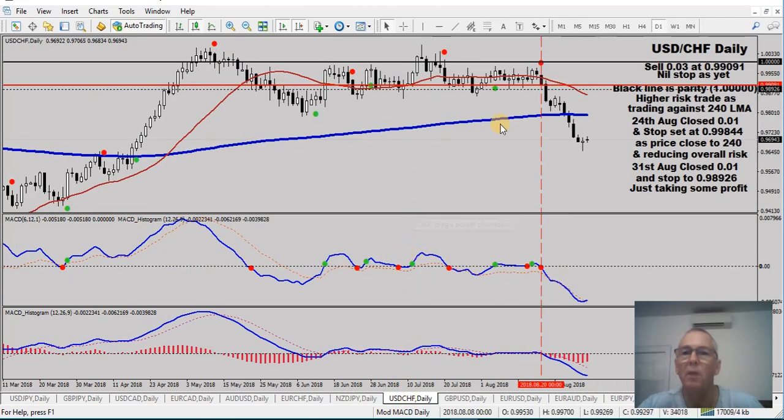USD Swiss franc in a sell back here. Already closed out two thirds, by the looks. Yep, price has gone down, starting to slow down now. Stop's in below the entry level, which is good. So a good little profitable trade there.